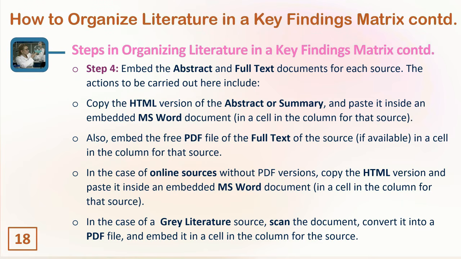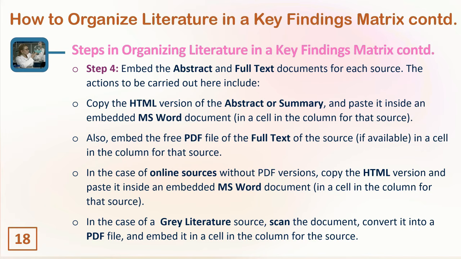Finally, step 4 concerns embedding the abstract and the full text document for each source. The actions to be carried out in this step include copying the HTML version of the abstract or summary and pasting it inside an embedded Microsoft Word document in a cell in the column for that source. Also, the free PDF file or the full text of the source, if available, should be embedded in a cell in the column for that source.